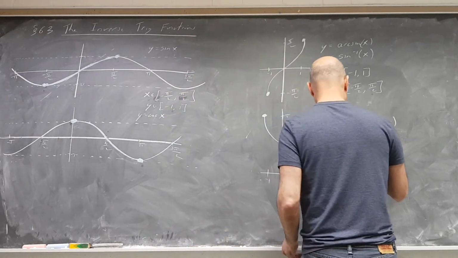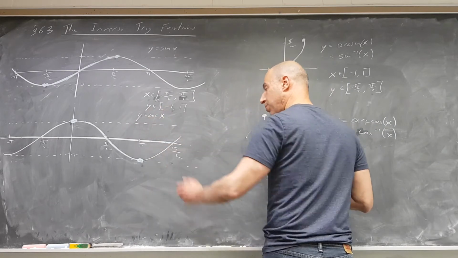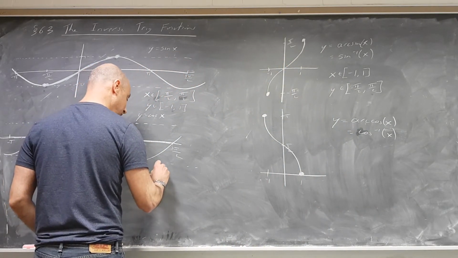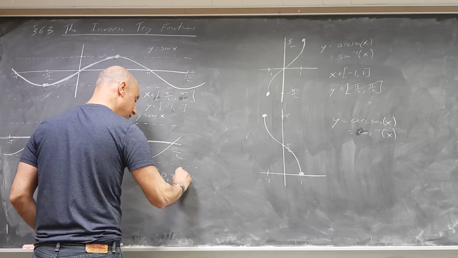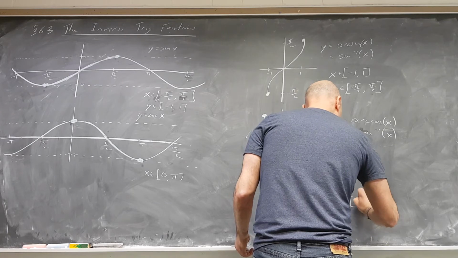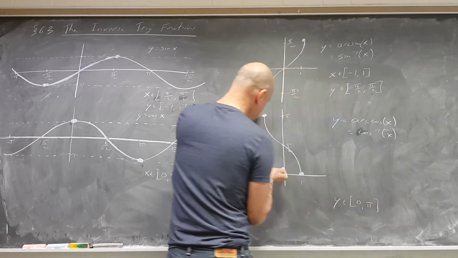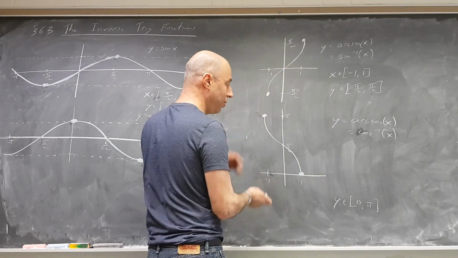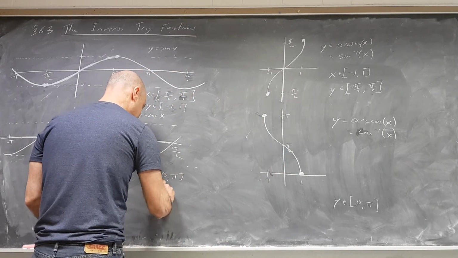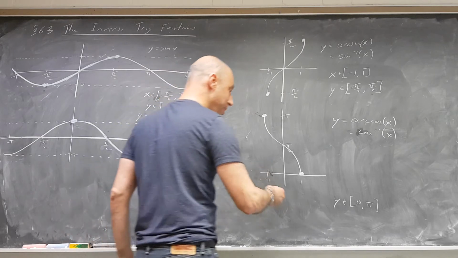And again, what was formerly the domain, so the x here goes between 0 and pi, that becomes the range over here. Y goes between 0 and pi. You can see that the y values that come out are between 0 and pi. And what was formerly the range, which is still -1 to 1, that's the domain over here.